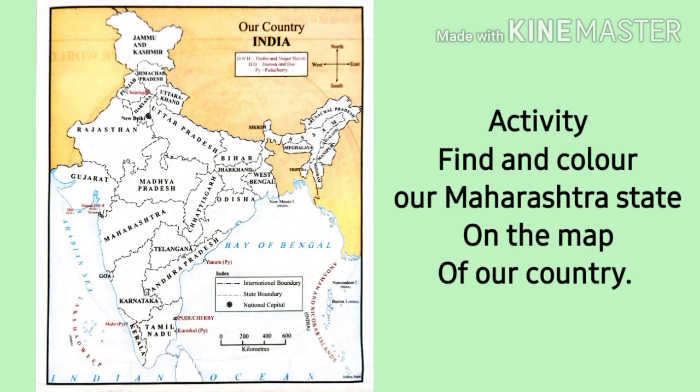Here on the screen we can see the map of our country, that is India. Index also we can see, different directions also we can see. From that we come to know that there is an international boundary, state boundary and national capital. Which is the national capital of India? Yes, that is New Delhi. Now the activity for you is to find and color our Maharashtra state on the map of our country.